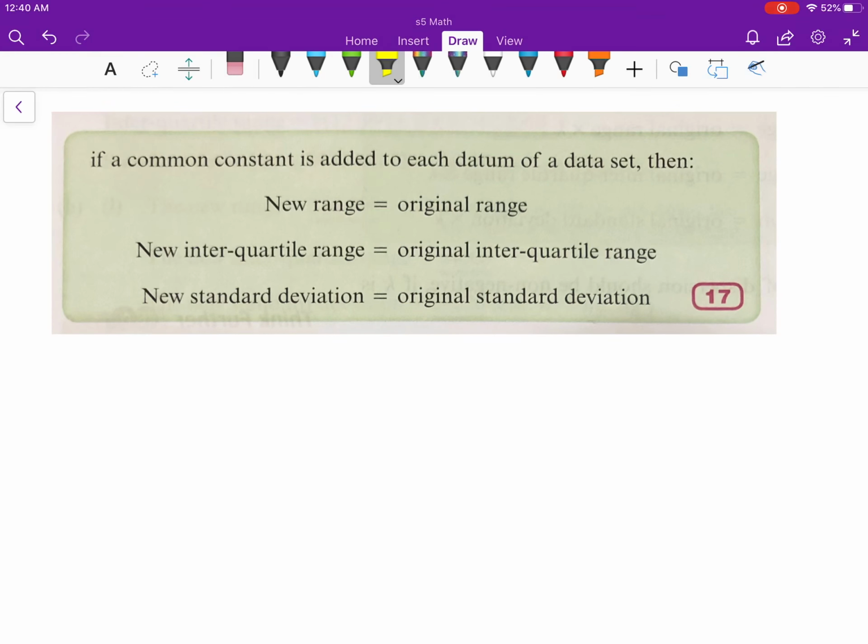So we come to the conclusion. If we add a common constant to each datum, actually the range, the IQR, and the SD will not change. So they will remain unchanged if we add to the data.